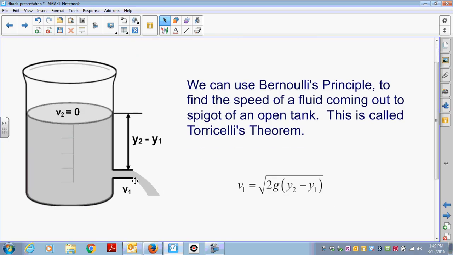So basically we have a height difference between the top and the bottom. At the bottom we have a speed of a fluid of v1. At the top the fluid is not moving. So here, if we look at our kinematics equations, the speed is equal to the square root of 2g times the height difference. I'm sorry, the difference in elevation.